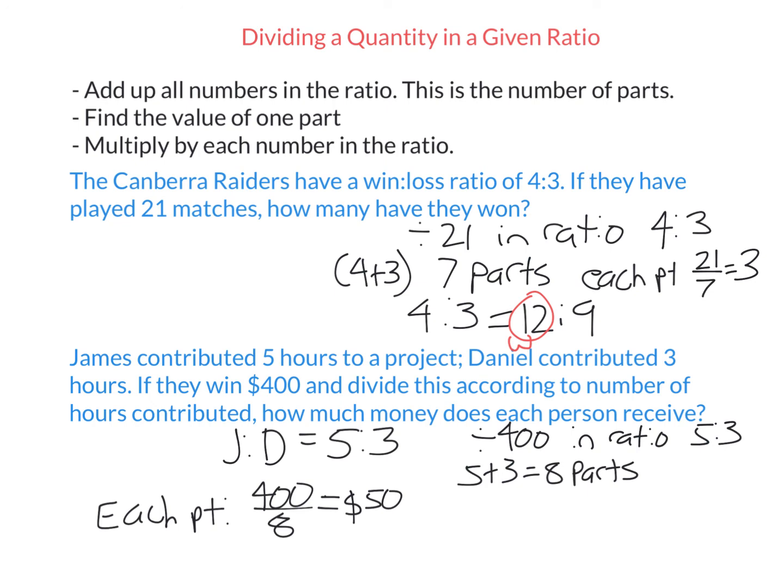Now the third step is I just multiply each number in the ratio by the value of 1 part. So 5 times 50 is 250, and 3 times 50 is 150. So James gets $250, Daniel gets $150. Notice that these two numbers add up to $400.